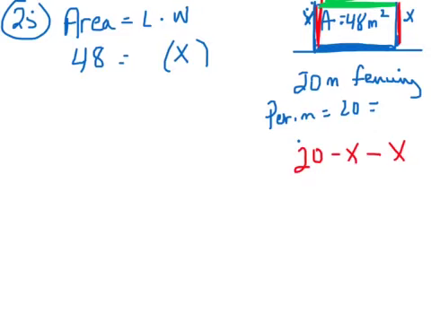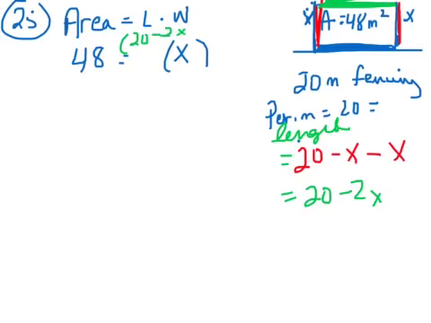So what we would commonly call our length here would be 20 minus x, which is 20 minus 2x. So her width was x, and we could call her length 20 minus 2x. And we could solve this. So we kind of had to put together the two parts of this.